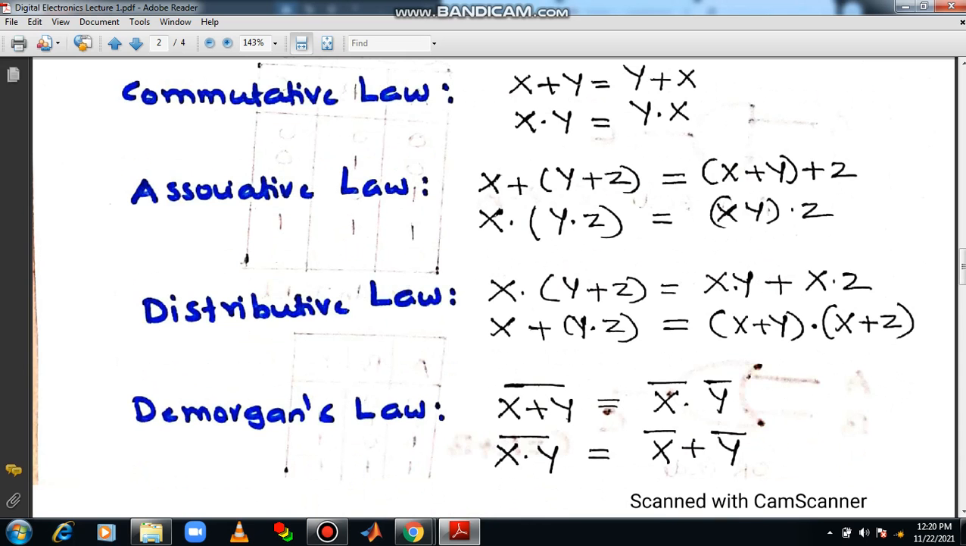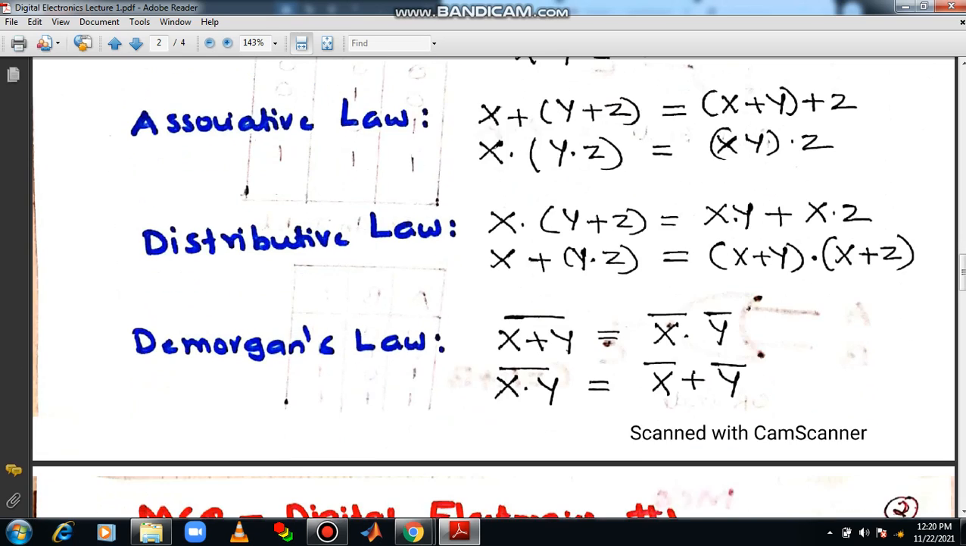Okay. If I talk about the distributive law, please note down these laws. x dot (y plus z), distribution, word meaning, same thing will be happening here: x dot y plus x dot z. So dot or and, anything is okay. Similarly, x or (y and z) is equal to (x or y) and (x or z).